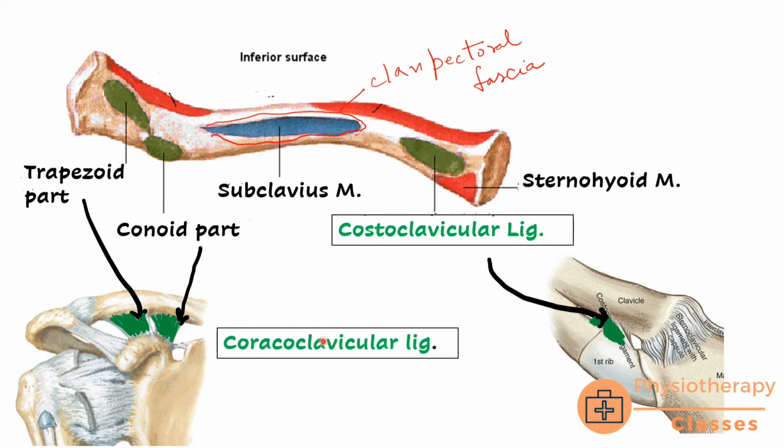Now it has got two parts. We have already seen the rough parts on the inferior surface, the conoid tubercle and trapezoid line. So the conoid part is attached to the conoid tubercle and the trapezoid part is attached to the trapezoid ridge or trapezoid line, which you can see here. This is the conoid part and this is the trapezoid part. This ligament is going from the inferior surface of the clavicle to the coracoid process. So these are the attachments on the clavicle.